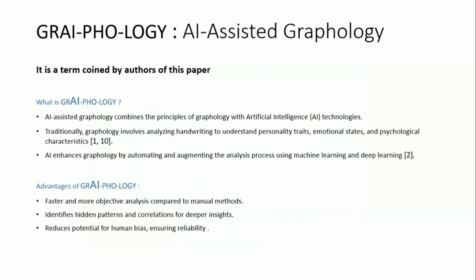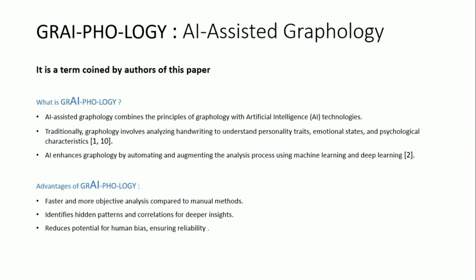Now, what is GrAIPho-logy? Let me introduce the term. AI-assisted graphology is termed as GrAIPho-logy. Graphologists conduct manual analysis of handwriting. Using AI, this process can be automated. Machine learning and deep learning can be used to automatically analyze the handwriting.